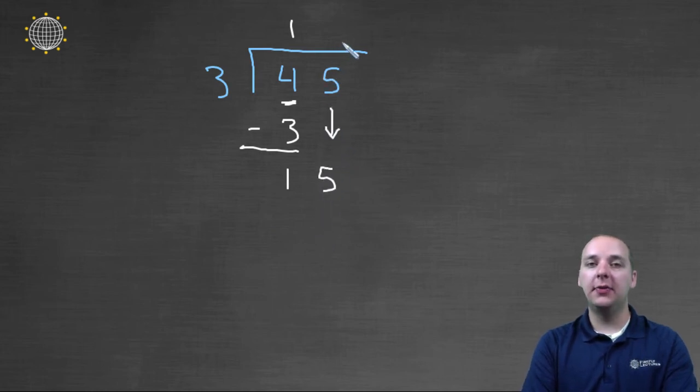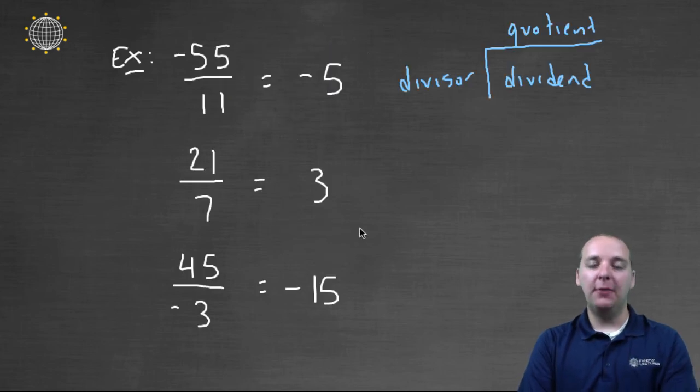And then you ask yourself again, what times 3 would give you 15? And the answer is 5. 5 times 3 is 15. So we take a 5. 5 times 3 is 15. We subtract these. There's no remainder. 3 goes into 45 evenly 15 times. So if you're pretty good with your division facts, then many times you can just do this in your head. But if you can't, you can always go back and use long division.